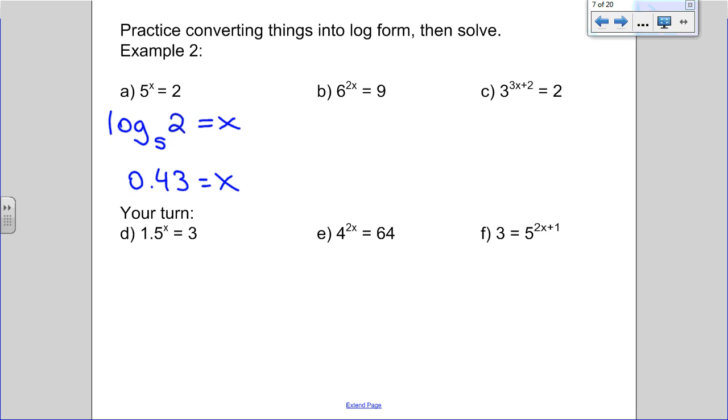Alright, let's try another one. This one, a little bit tricky. So, we need to figure out what x equals. x is an exponent. The only way I can figure out what exponents are is by doing like base or log form. Can't like base that. But I could log it. So I'm going to change this to log 6 of 9 equals 2x.